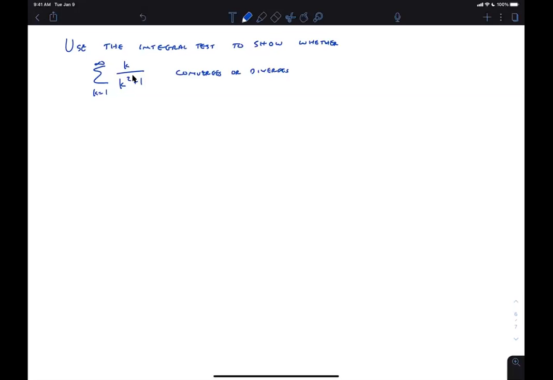Okay, so this series would diverge. How do I know ahead of time that it's going to diverge? It's harmonic. Well, you would compare it to the harmonic series.